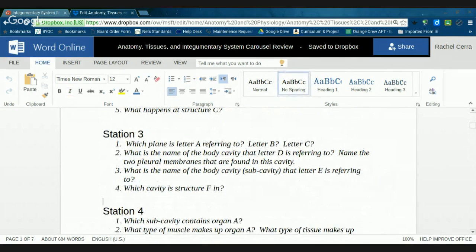Okay. Station number 3 is talking about the torso model. So letter A is referring to the frontal view. Letter B is referring to the sagittal view. Letter C is referring to the transverse view.